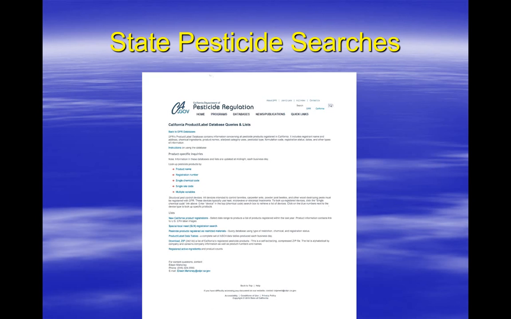As you can see, an applicator can search by product name, registration number, or chemical code. The chemical code is the most important in this instance because it is directly related to the site where the pesticide product can be used. In most cases, you won't find marijuana listed as a site, but in California, industrial hemp can be found. Unfortunately, there is only one product listed at this present time. Hopefully this will change as limitations are lifted on both the state and federal level over time.